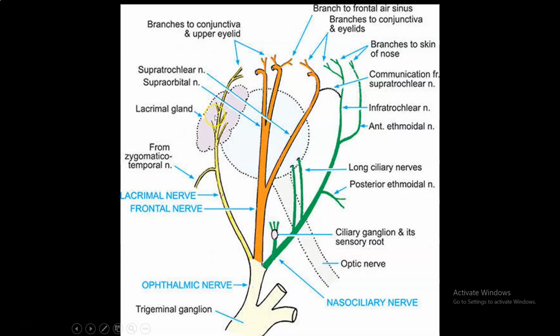Again, laterally the lacrimal, midline the frontal, dividing into supratrochlear and supraorbital, and then the nasociliary, giving the short and long ciliary nerves, the posterior ethmoidal, the anterior ethmoidal, and continuing as the infraorbital nerve. Supplying also the skin of the nose.